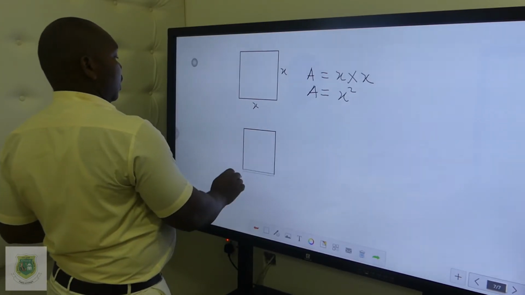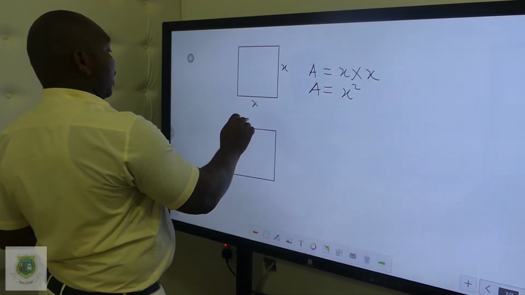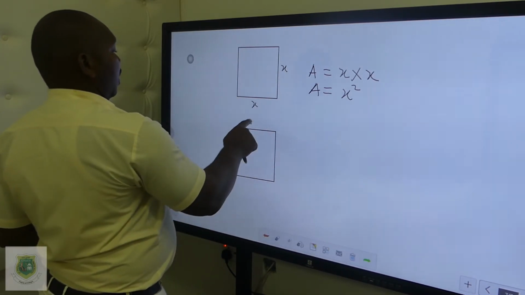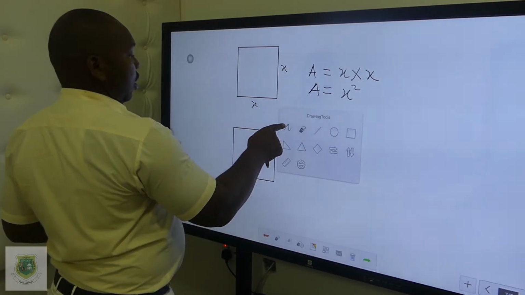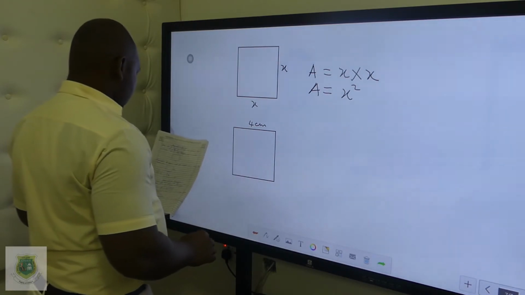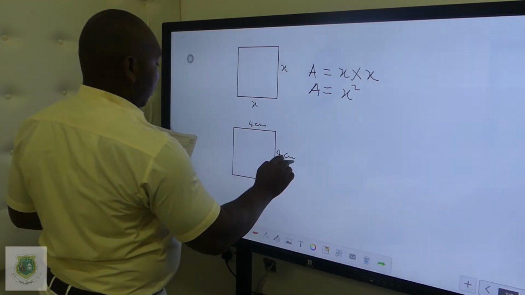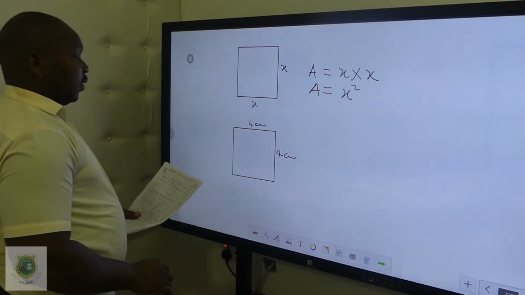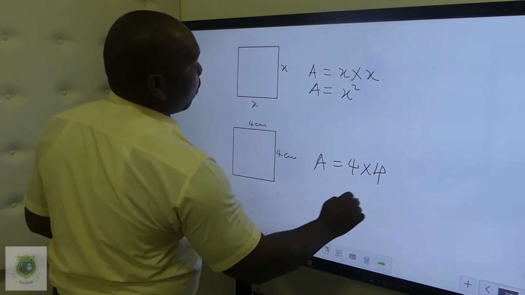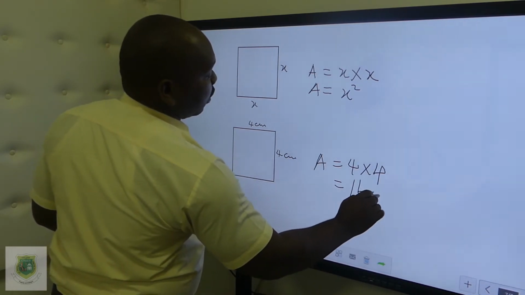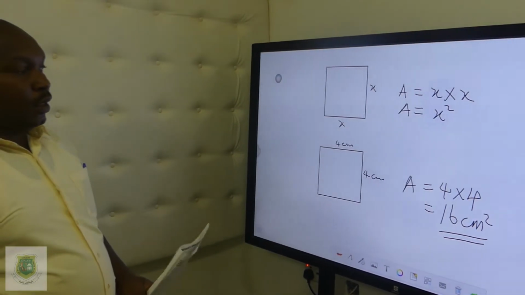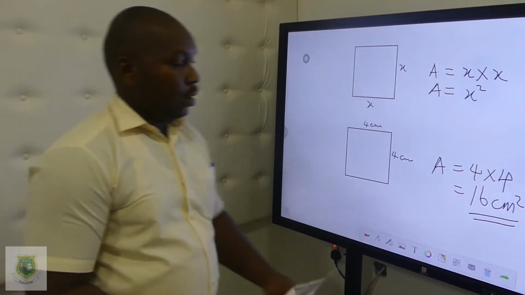Now, for example, if the square has 4 length sides, how do we calculate the area? The area now is 4 times 4, which is 16 centimeters squared.